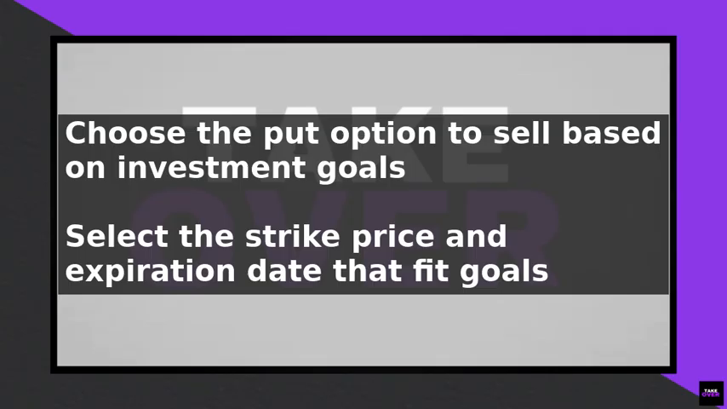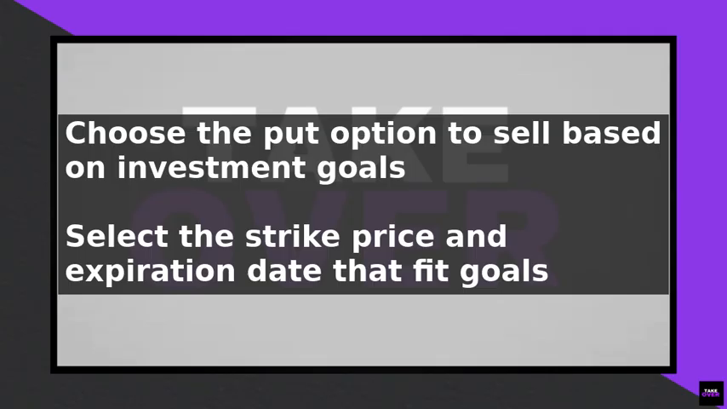Once you have selected the put option, you will see the current market price, also known as the premium. This is the price at which you can sell the put option. The premium is the amount of money you will receive for selling the put option.